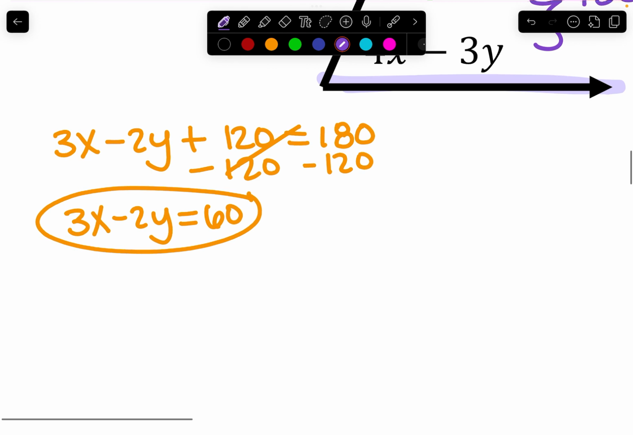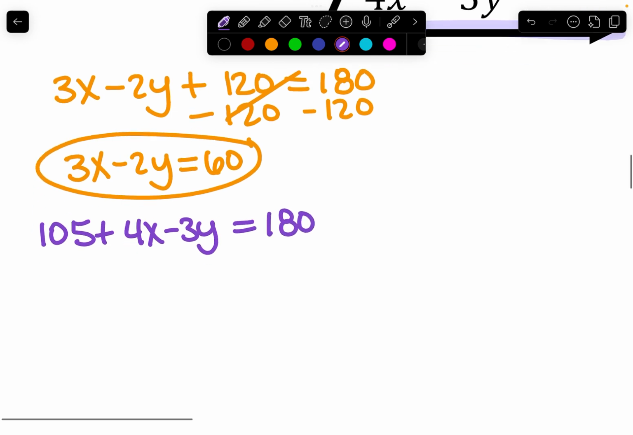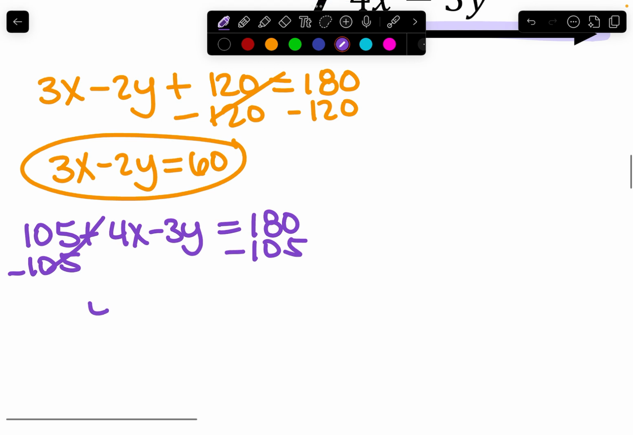And then my second equation, I've got 105 plus 4x minus 3y equals 180. I'm going to subtract 105. And I get 4x minus 3y equals 75.